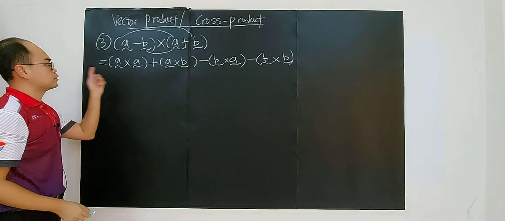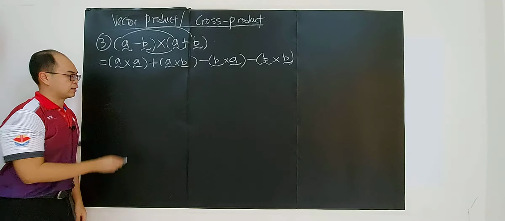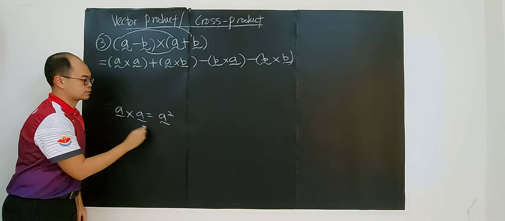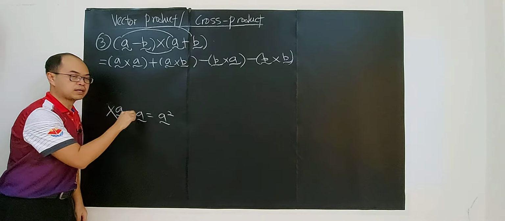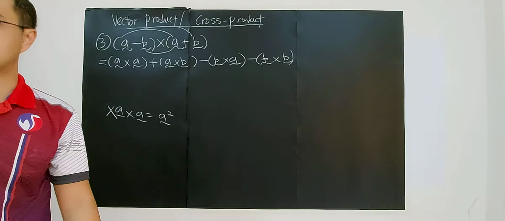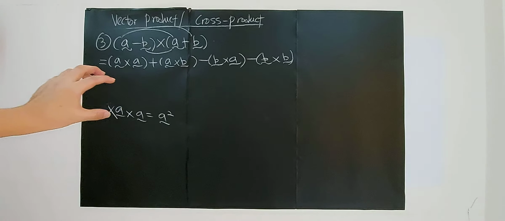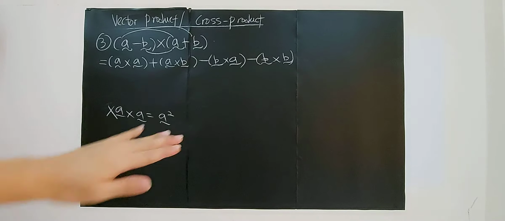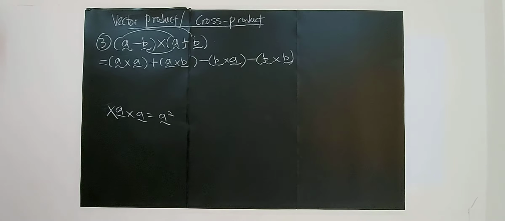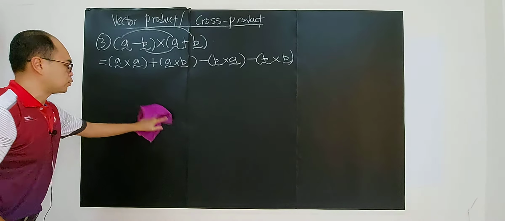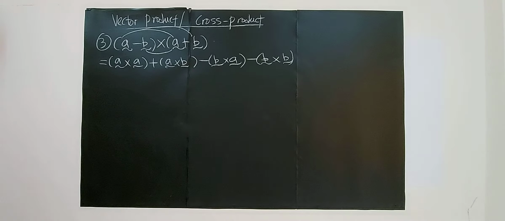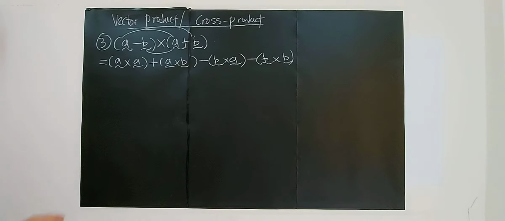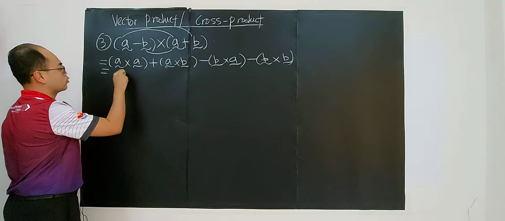So you shouldn't write this A cross A as a square. This is a misconception. This is not normal algebra. It does not represent a number. It's a vector. Don't relate vectors to normal algebra. We study vectors differently, so this is a very important thing that you must remind yourself. So A cross A, as long as you see two identical vectors, you are getting a zero vector, right?